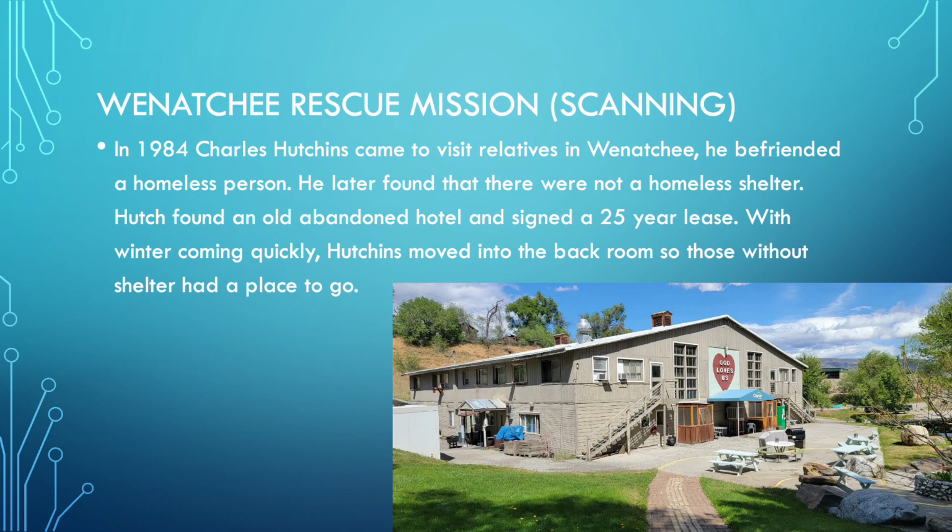The Wenatchee Rescue Mission. In 1984, Charles Hutchins came to visit relatives in Wenatchee. He befriended a homeless person while he was here, and after many days of getting to know this homeless man and understanding why he became homeless, he later found out that there wasn't a homeless shelter in Wenatchee. Hutchins found an old abandoned hotel and signed a 25-year lease not much time after that. With winter coming quickly and many people not having a warm place to go, Hutchins moved into the back room, and those without shelter came quickly to have a place to stay.